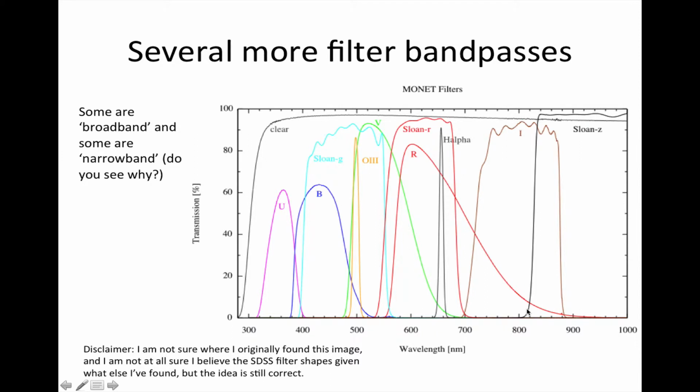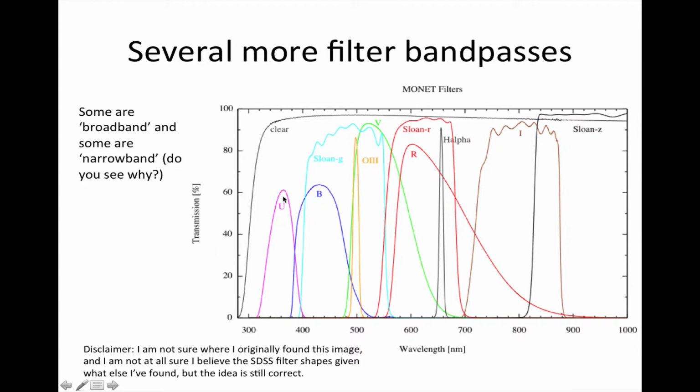So here's examples of several more filter band passes. Again, it's transmission as a function of wavelength, this time in nanometers. So we have Johnson U, B, V, R, and I. Those might be Cousins R and I, or it might be Johnson. I think it's Johnson R. I think it's Cousins I.